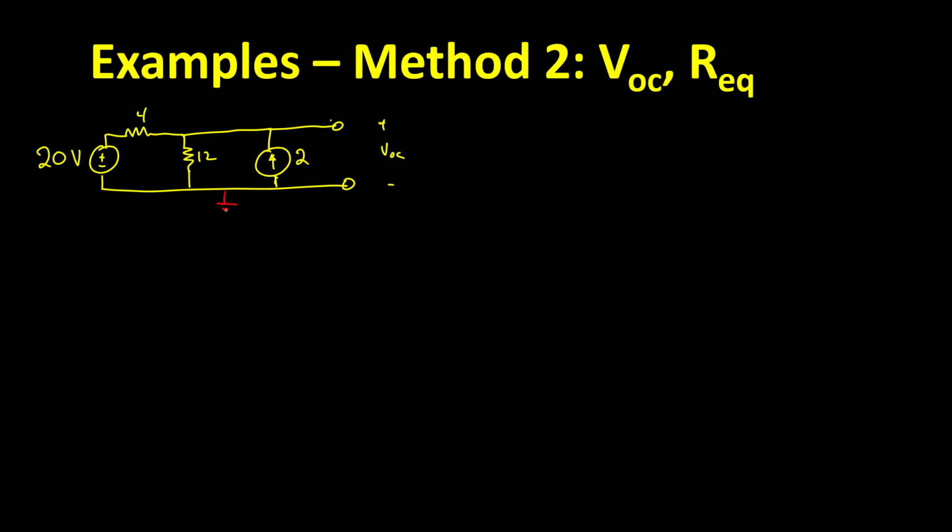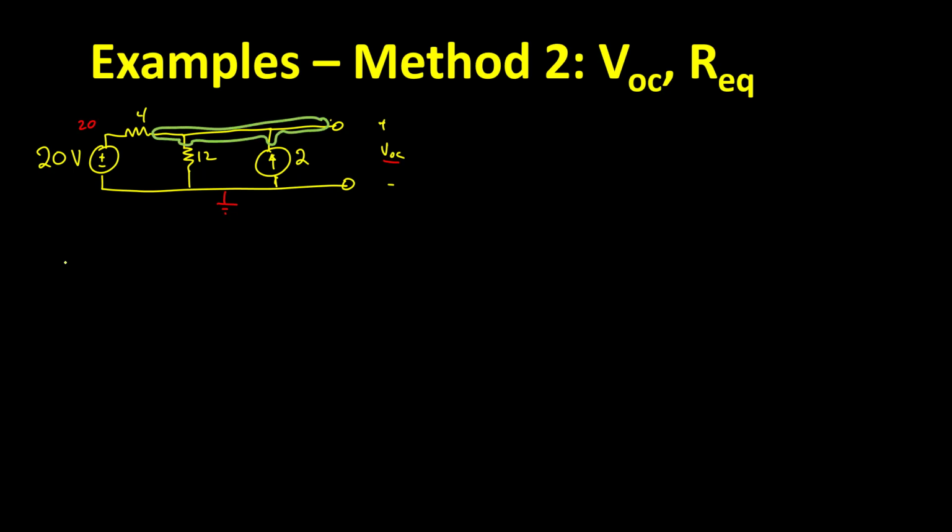We'll do it by finding any method of nodal, mesh, whatever. Let's start off by looking at nodal. If we put ground down here, we know what this node is. And so we've only got one unknown node, and that's our VOC. So that seems like a pretty good method to use. We'll sum up our currents at our top node. So here's our top node here.